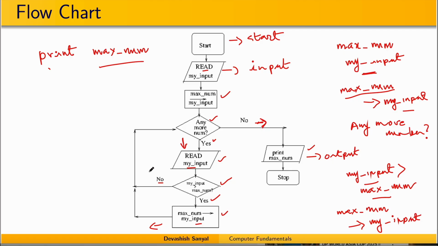So this is where the loop is. This part is the loop. In computer programming language we call this a loop, and it will continue as long as input is there.